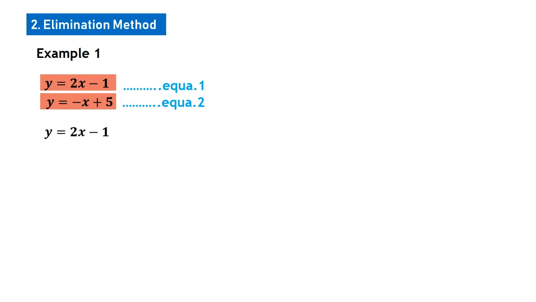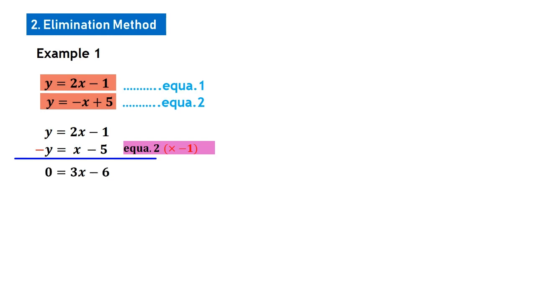So equation 1 stays as it is. Equation 2, I'm going to multiply everything there by a negative. So I end up with negative y, positive x, negative 5. Now my y's will be eliminated easily when I add the two, because I've multiplied the second equation by negative 1. Now let's add. If you add, the y's give us 0. 2x plus x gives us 3x. Negative 1 and negative 5 gives us negative 6.